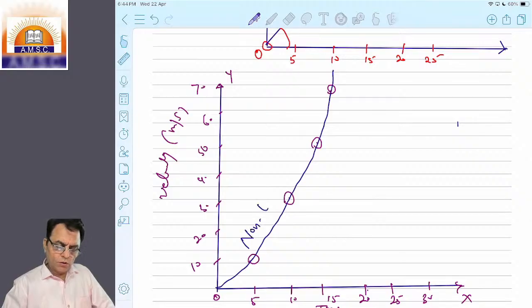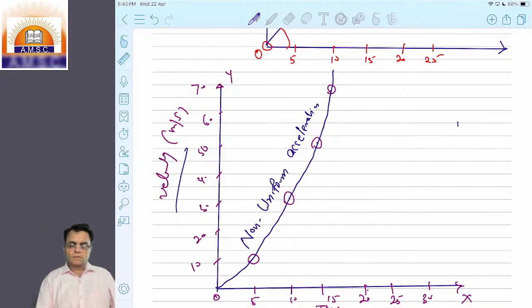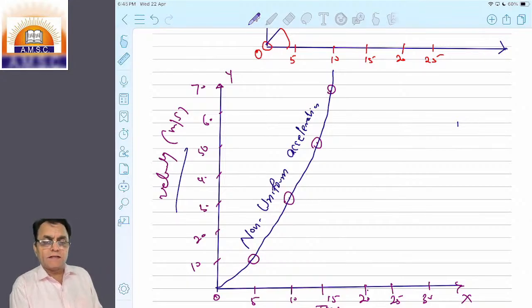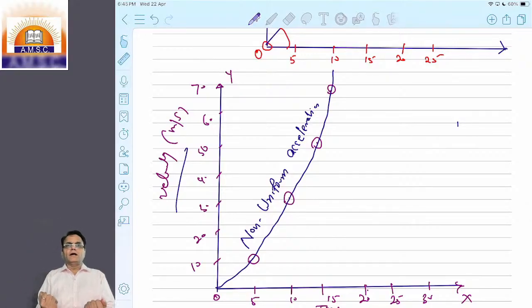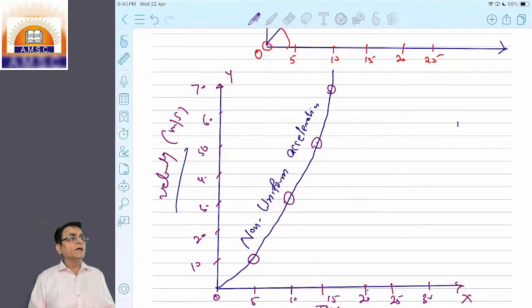Non-uniform motion. No, this is non-uniform acceleration, not motion. What are you saying? We are concerned with the velocity time graph. It represents the non-uniform acceleration. An object is said to be moving with non-uniform acceleration if its velocity increases by unequal amounts.